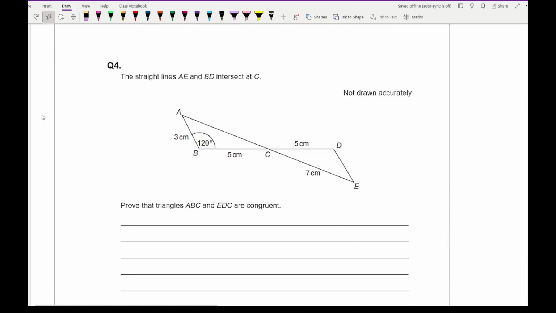Then moving on to a more congruent problem, it says the straight lines AE and BD intersect at C. Prove that the triangles ABC and EDC are congruent. So for this, what we need to do is recognise the two triangles.